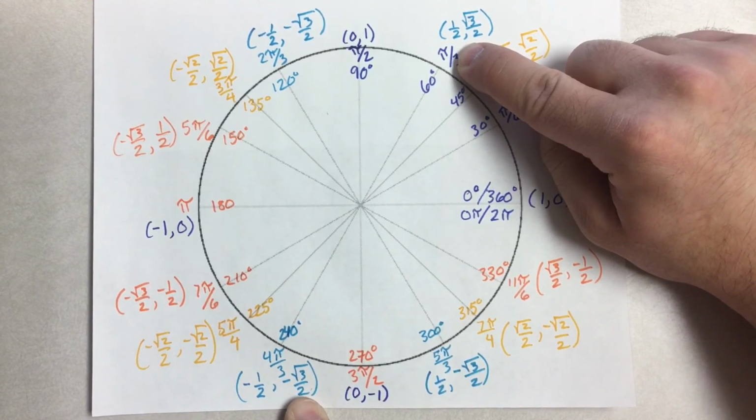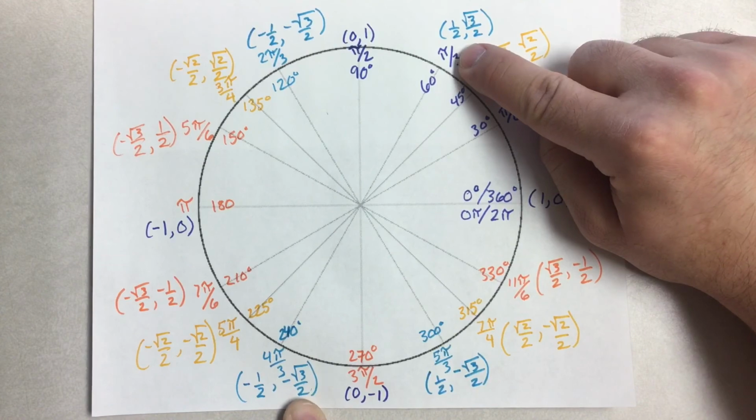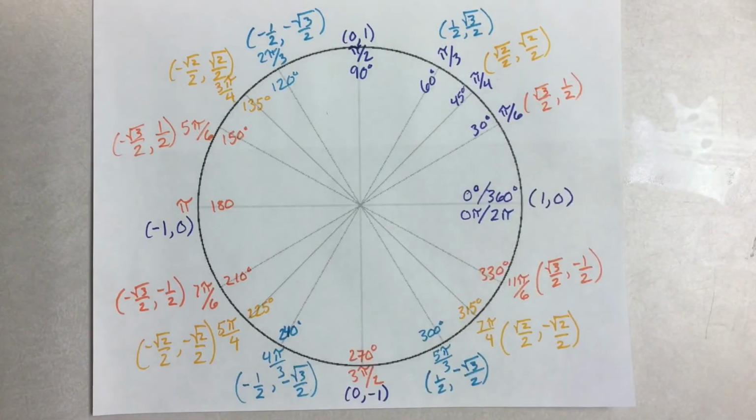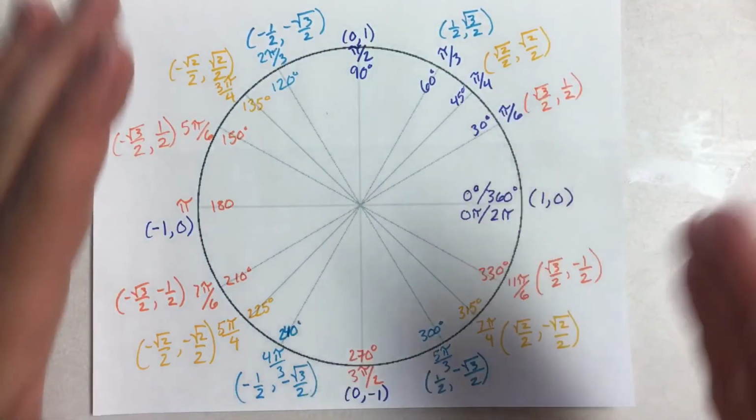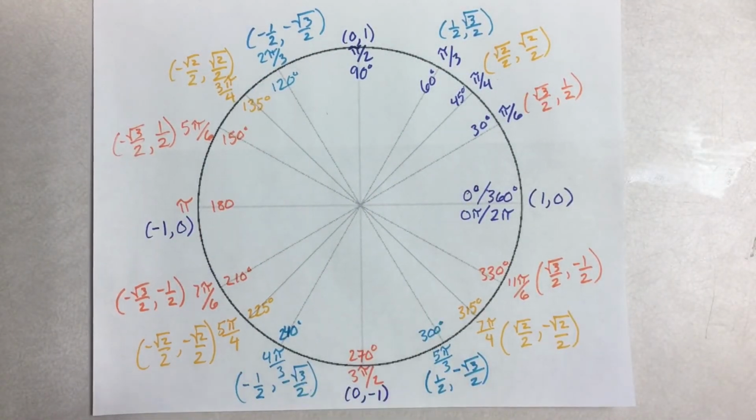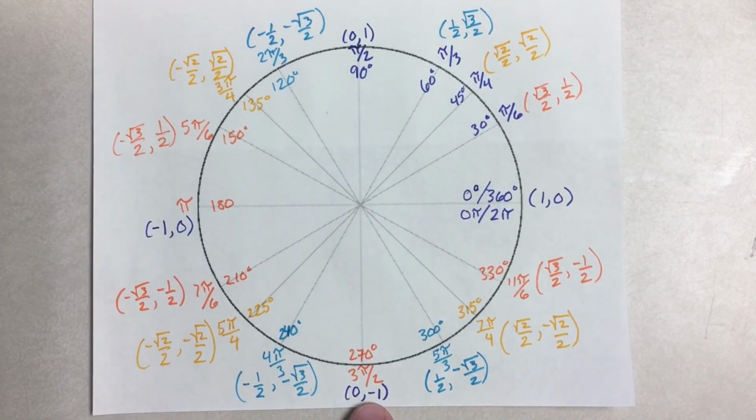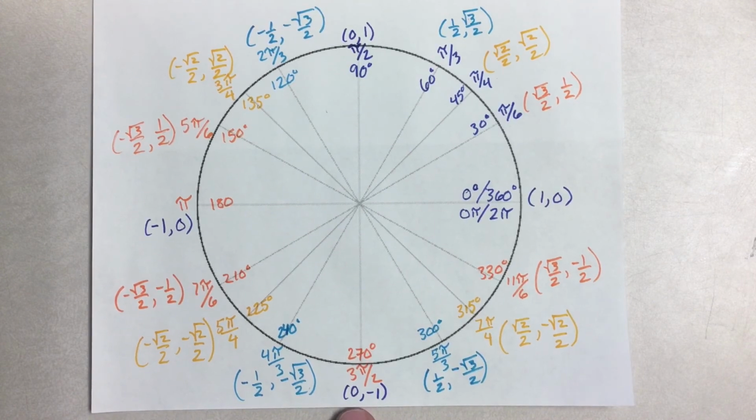And lastly, if I have tangent of 3 pi over 2, so tangent, you've noticed, we haven't been talking about tangent here at all. Tangent, we take our y value divided by the x value. So if I want tangent of 3 pi over 2, I would have negative 1 divided by 0, or undefined.